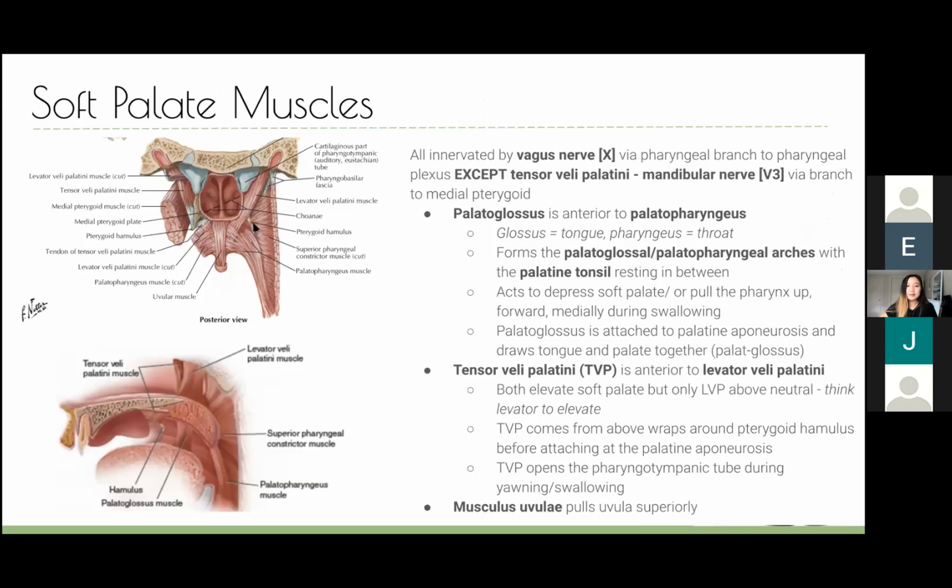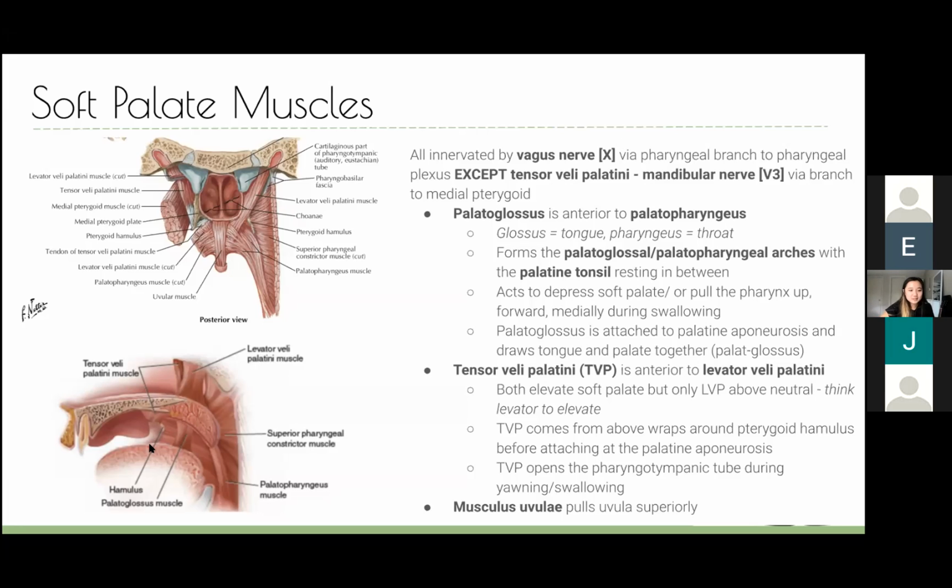Okay, these are your soft palate muscles. They're all innervated by the vagus nerve via the pharyngeal branch to the pharyngeal plexus, except the tensor veli palatini, which is supplied via the mandibular nerve. So these are the muscles.